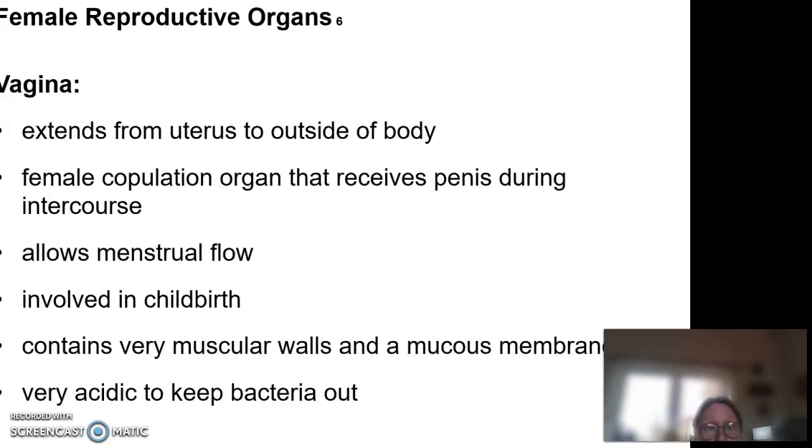The vagina extends from the uterus to the outside of the body. It is the female copulation organ that receives the penis during intercourse, allows menstrual flow, and is involved in childbirth. It contains very muscular walls and a mucous membrane, and it's very acidic to keep the bacteria out.